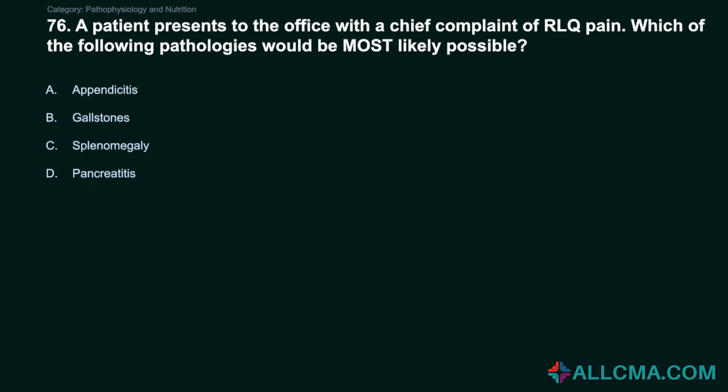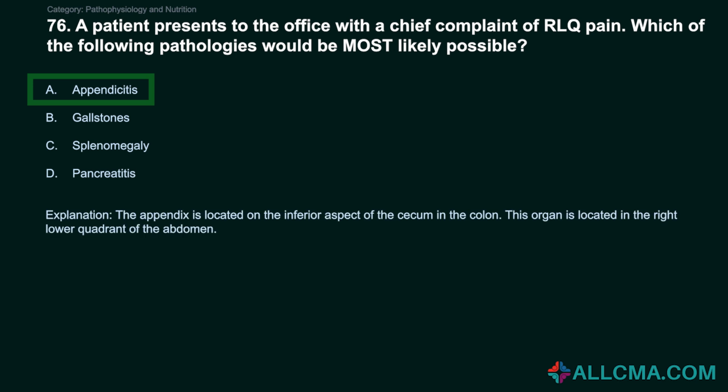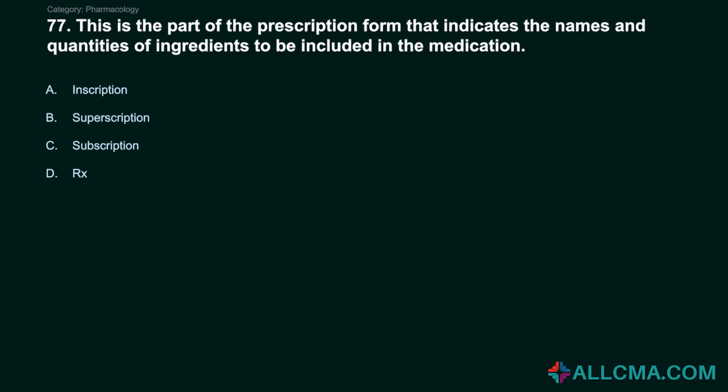76. A patient presents to the office with a chief complaint of RLQ pain. Which of the following pathologies would be most likely possible? A. Appendicitis. B. Gallstones. C. Splenomegaly. D. Pancreatitis. Correct answer, A. Appendicitis. The appendix is located on the inferior aspect of the cecum in the colon. This organ is located in the right lower quadrant of the abdomen.